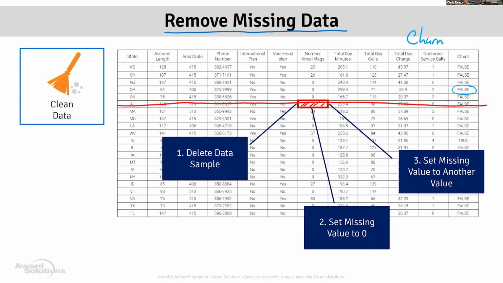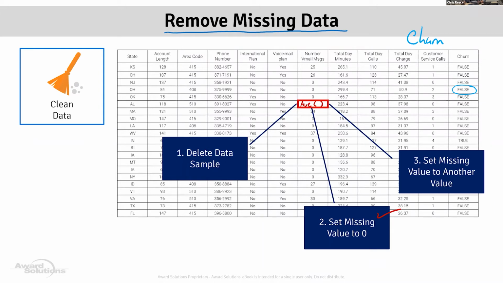What I might do instead of deleting the data sample is say, well, no, I'm not going to delete it. I'm going to set it to 0, as we see in step 2. I may not like 0 as my answer, so I may set it to some other value. And a common one is the average of all of the other values in this column.